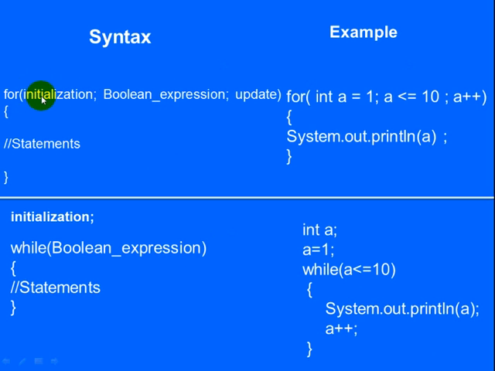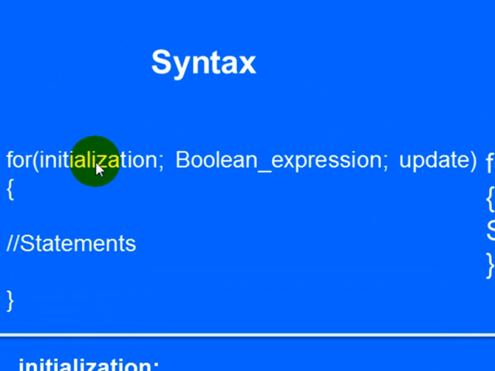Here in the initialization part we can declare the variables, as well as we can assign some initial values to the variables. Then we have semicolon. Then we have Boolean expression, testing expression. Now if this expression is true, then the set of statements that we have put under the for loop are executed. Then control is transferred to the update part.